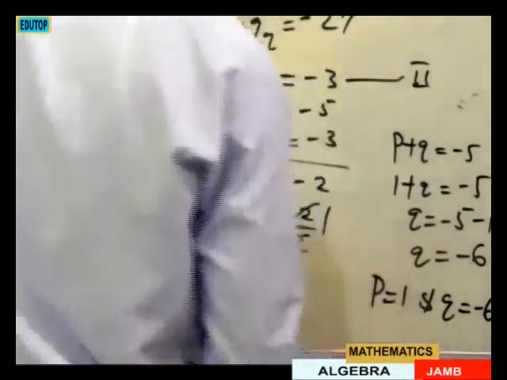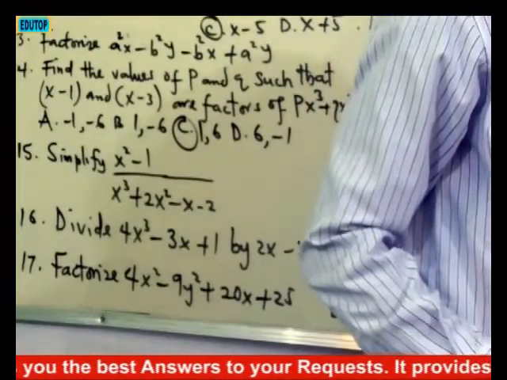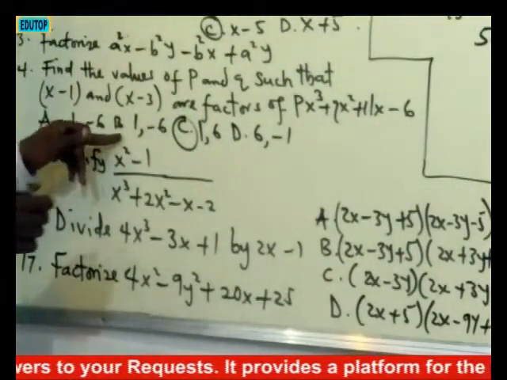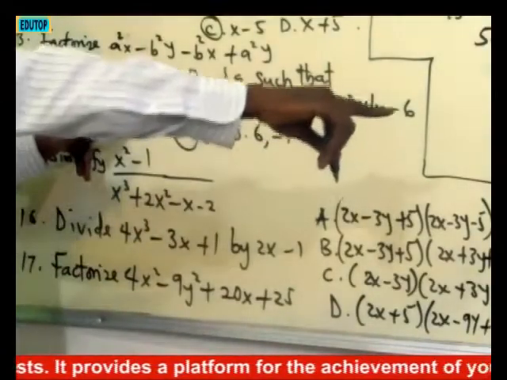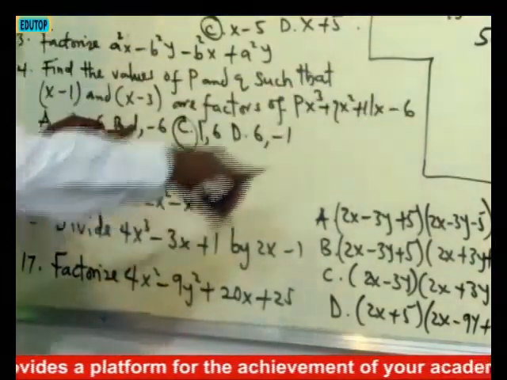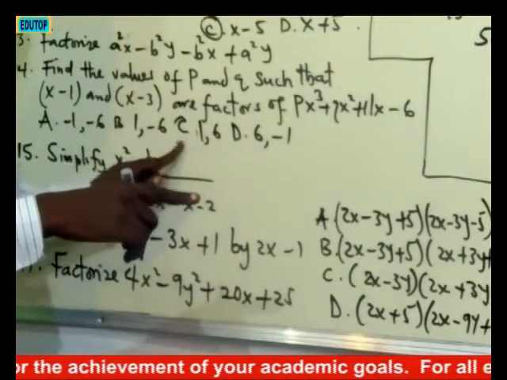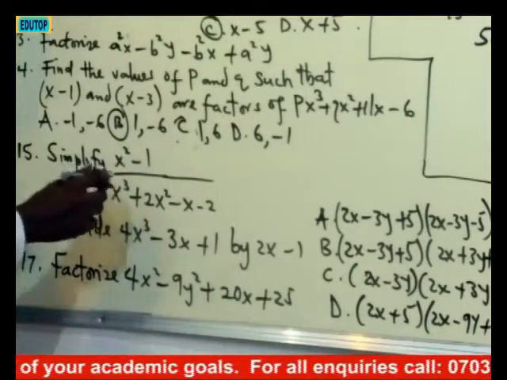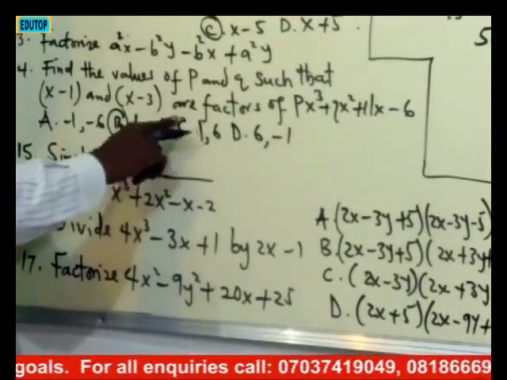So I go to my options. Now, my p is 1 and my q is minus 6. If you go by the options, the one that has p and q respectively, p is 1, then q is minus 6. So automatically, the correct option here will be B, since my p is 1 and my q is minus 6.